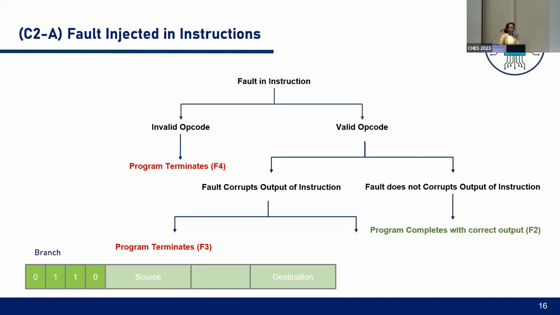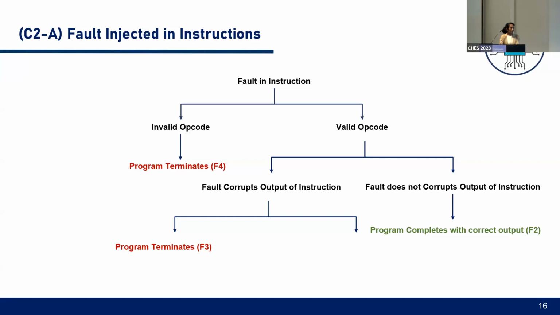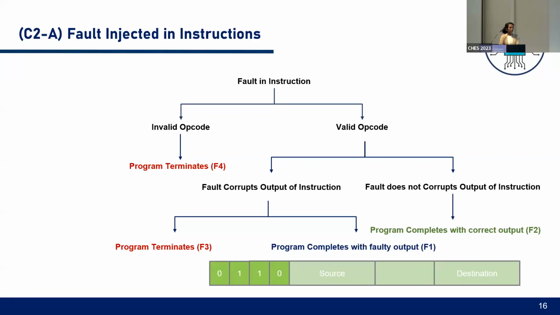Say, for example, we have a branch instruction and the opcode remains valid, but it results in an invalid address where it branches, so it can terminate the program. And the final case is the fault resulting in a faulty output, where the opcode remains valid and the result is changed. So this fault can propagate to the output. The attacker can make use of only the F1 case for a successful fault attack.